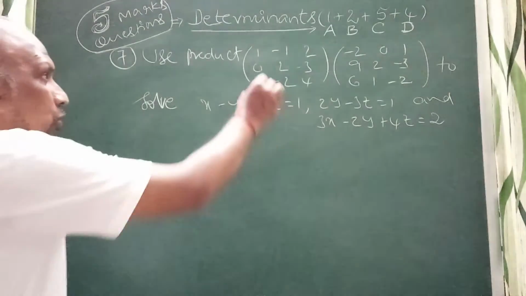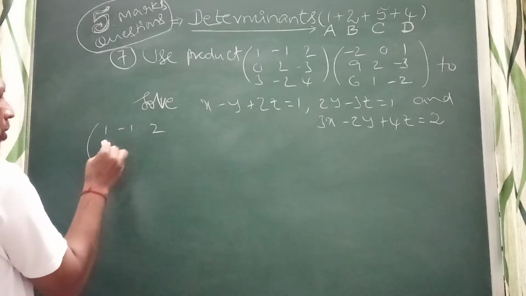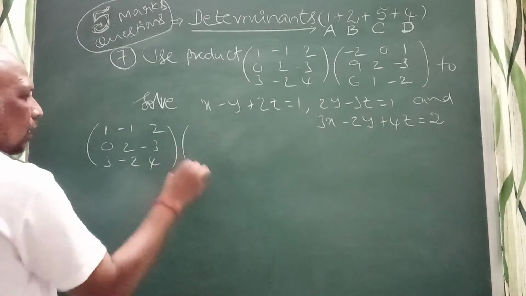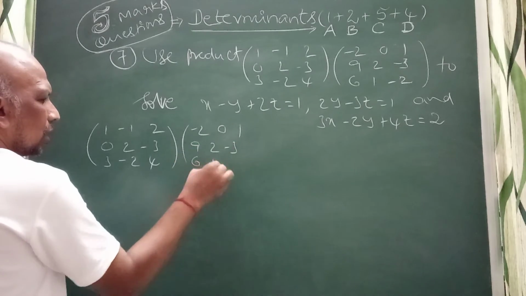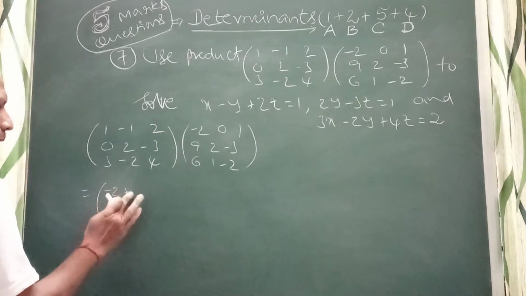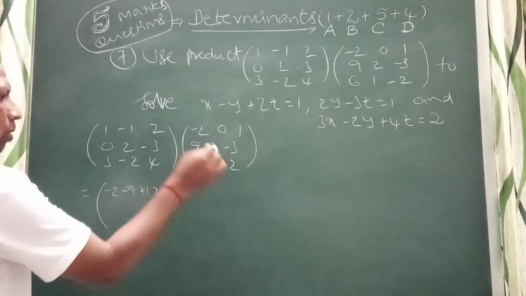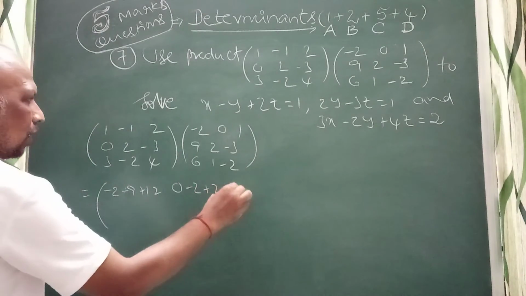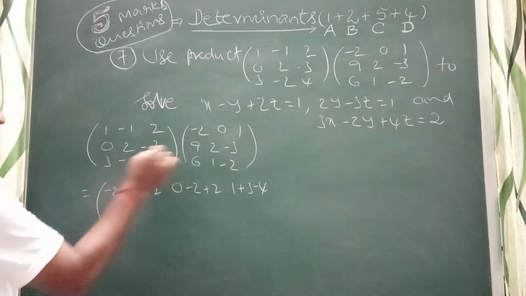Why? Because if you take those two matrices, 1 minus 1 2, 0 2 minus 3, 3 minus 2 4, and this one, minus 2 0 1, 9 2 minus 3, 6 1 minus 2, and multiply them, you can verify. First row with first column: minus 2 minus 9 plus 12, which will be 0. Then minus 2 plus 2 is 0. Again this one, 1 plus 3 minus 4, again 0.